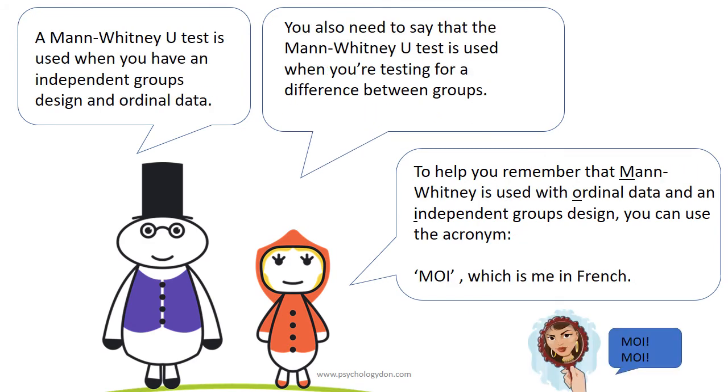A Mann-Whitney U test is used when you have an independent groups design and ordinal data. You also need to say that the Mann-Whitney U test is used when you're testing for a difference between groups. To help you remember that Mann-Whitney is used with ordinal data and an independent groups design, you can use the acronym MOI, which is me in French.